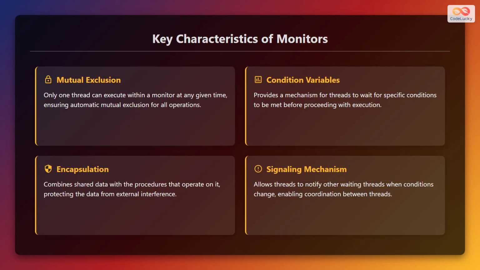Monitors have four key characteristics. Mutual exclusion ensures that only one thread can execute within the monitor at any given time, preventing race conditions and data corruption. Condition variables offer a mechanism for threads to wait until a specific condition is met before proceeding with their execution. Encapsulation combines shared data with the procedures that operate on it, protecting the data from external interference and ensuring data integrity. Lastly, a signaling mechanism allows threads to notify other waiting threads when a condition has changed, enabling coordinated interaction between threads.